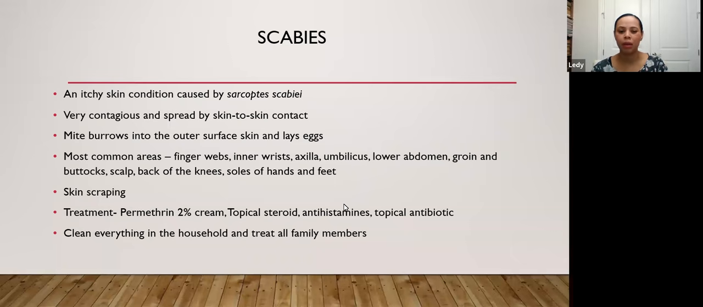Usually it's very common in places where there's a lot of people, like nursing homes, jails, schools, or when there's just a lot of people living in a very small environment. These little mites go under your skin and lay their eggs, and your body creates an allergic reaction to these eggs. The person becomes super, super itchy and can't stop scratching at night.